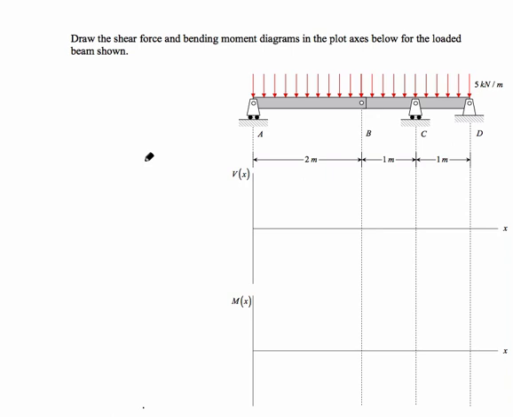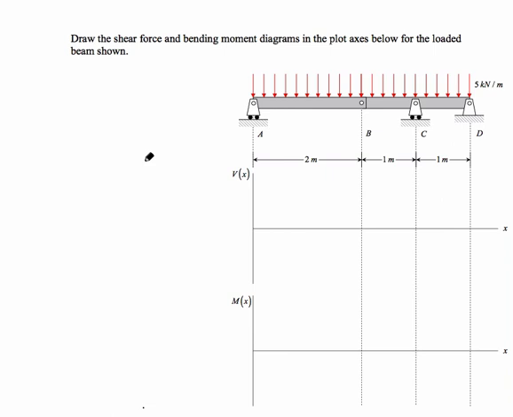The beam that's shown here is supported at three locations, A, C, and D. A roller supports A and C, and there's a pin joint at D. There's a constant line load of 5 kilonewtons per meter over the entire length of the beam. We want to know what the shear force and bending moment diagrams are for this beam.